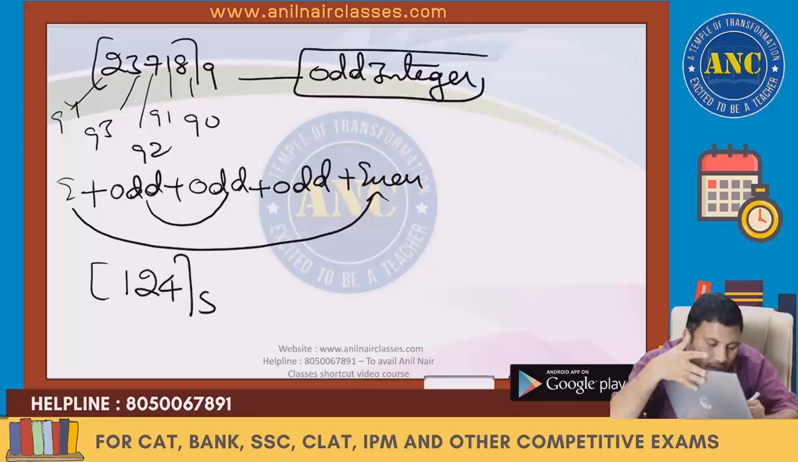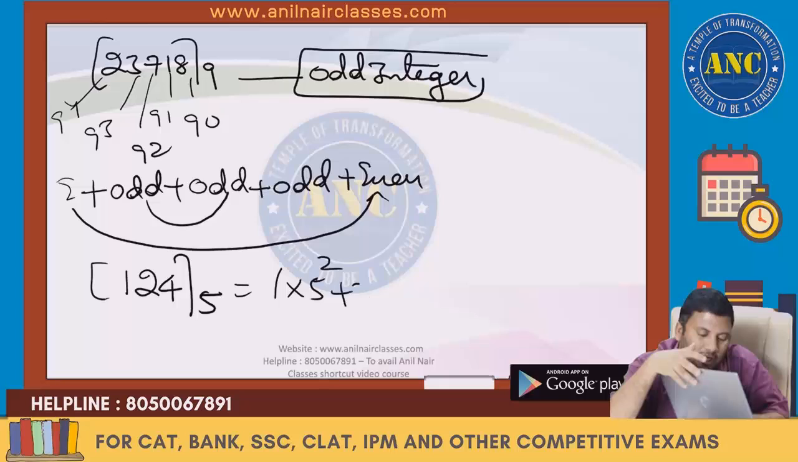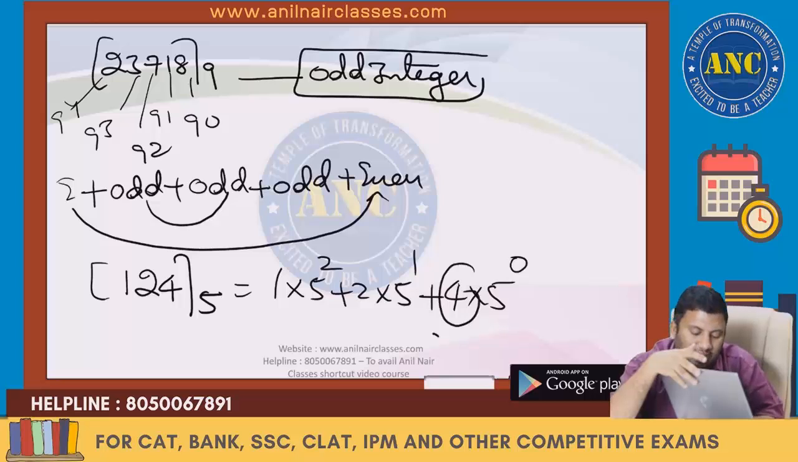Take 1 2 4 in base system 5. What will it be? 1 into 5 square plus 2 into 5 power 1 plus 4 into 5 power 0. So this is an even number.